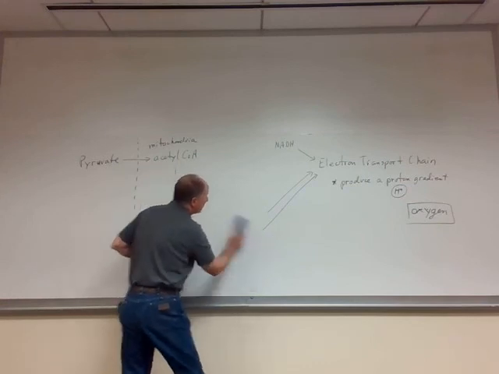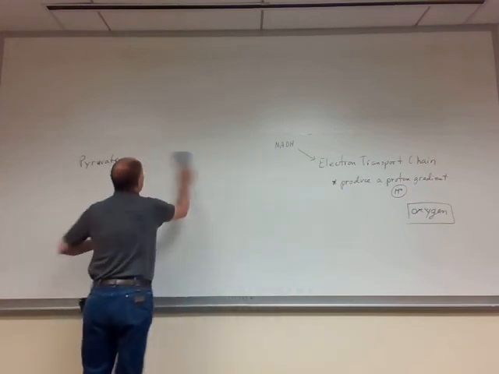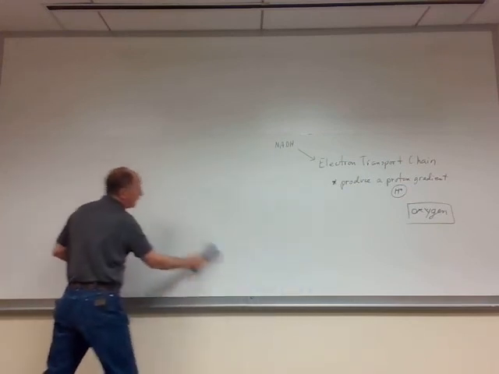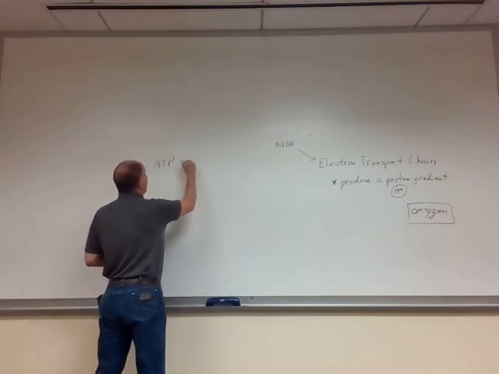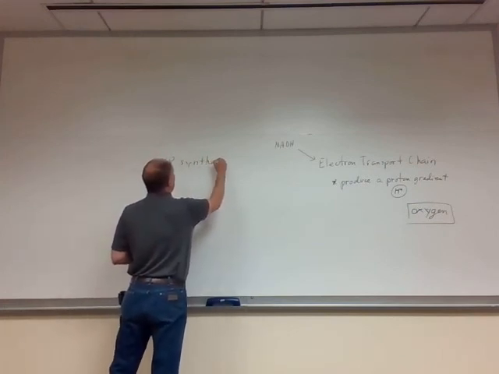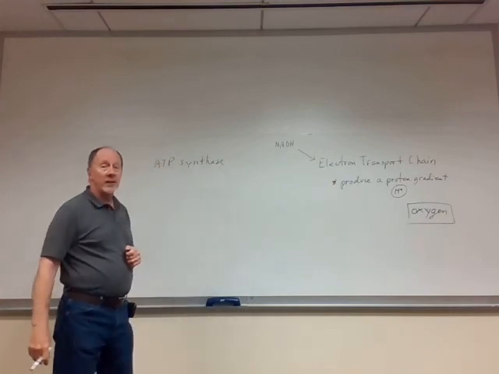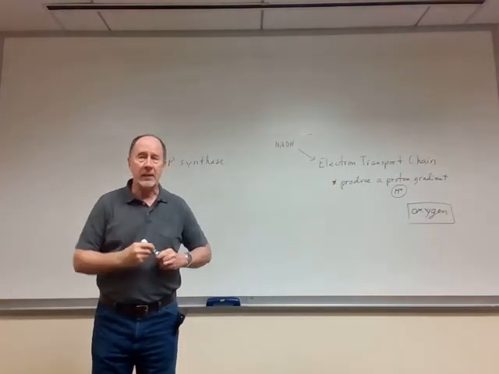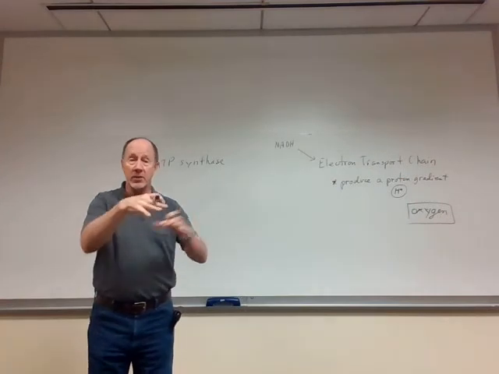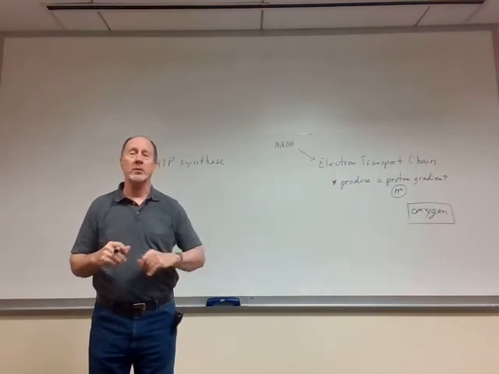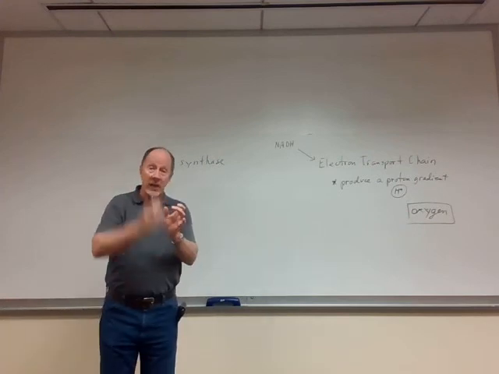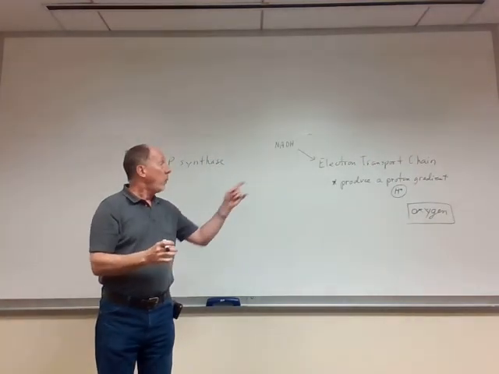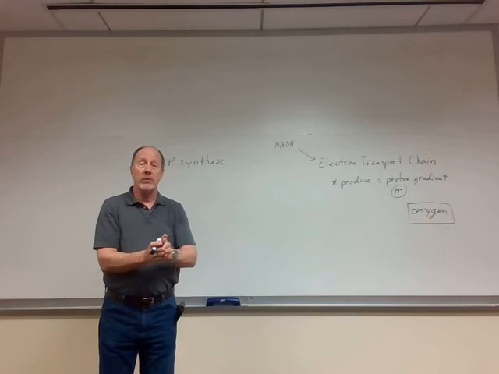Now, the protons can come back through, but they can only come through in a couple of places, and that is where the enzyme ATP synthase is located. The enzyme ATP synthase is interspersed along all of these electron transport chains, and the enzyme has a channel, basically a tube, where these protons can come back through.